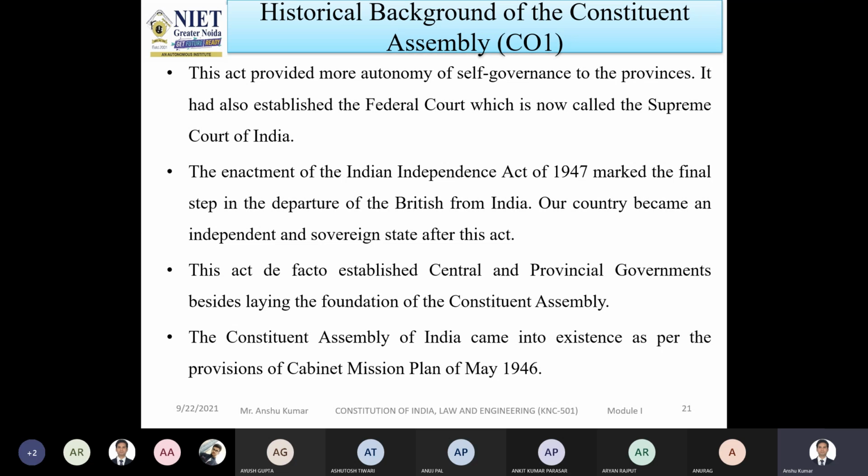This act provided more autonomy to the provincial governments. It had also established the Federal Court, which is now called the Supreme Court of India. After that, there is another law. The enactment of the Indian Independence Act 1947 marked the final step in the departure of the British from India, and our country became an independent and sovereign state after this act.